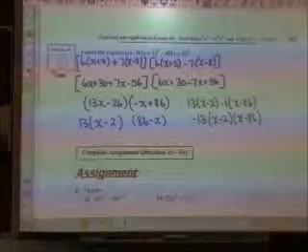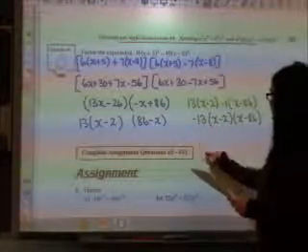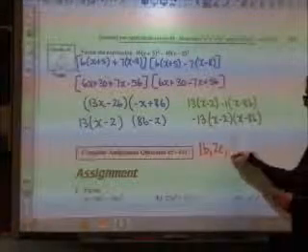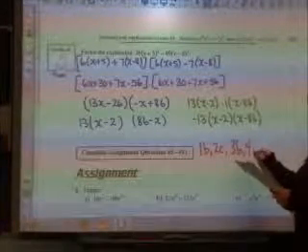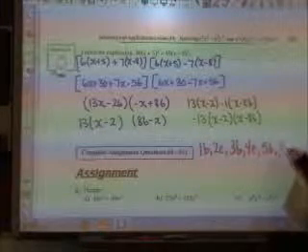So your practice questions: 1B, 2C, 3B, 4E, 5B, and then 7 to 10.